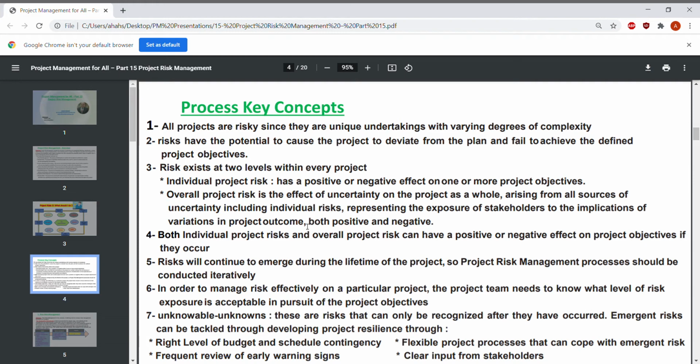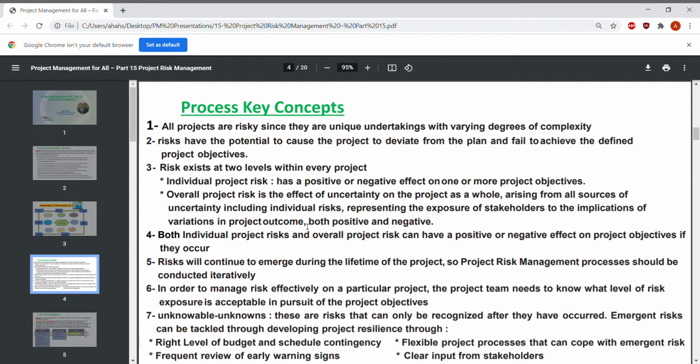The fifth concept is that risks will continue to emerge during the lifetime of the project. So this process should be conducted continuously. The sixth concept, in order to manage risk effectively on a particular project, the project team needs to know what level of risk exposure is acceptable in each organization. So each organization has a risk exposure which is special to that organization.